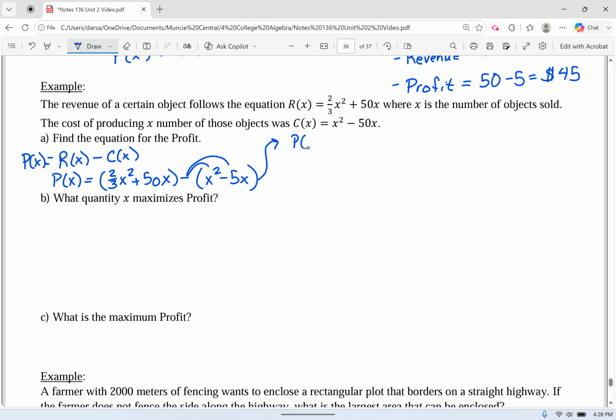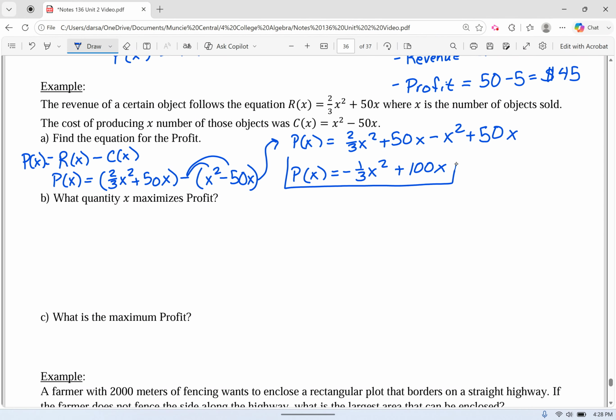So we get that profit is equal to 2/3 x squared plus 50x minus, I copied wrong here. This is a 50x minus x squared. And then minus a minus is plus 50x. And combining like terms, 2/3 minus 1 is negative 1/3 x squared, and 50 plus 50 is 100x. So what is the profit equation? Negative 1/3 x squared plus 100x.